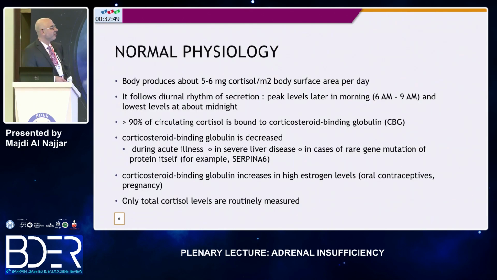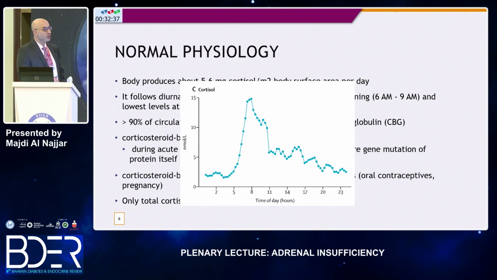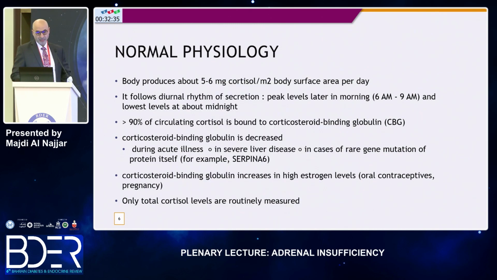Just a quick physiology reminder. Our body produces between 5 to 6 milligrams of cortisol per meter squared, and it typically has a diurnal rhythm, peaking early in the morning. That's why we usually measure it in the morning, between 6 and 9 a.m. Most of it is protein bound, and this is very crucial because we need to make sure the patient has normal CBG before we decide if their level is low or high. Typical conditions that lower CBG are severe liver disease, severe acute illness, and some mutations in the protein. If someone is pregnant or taking contraception, you will have a high level.